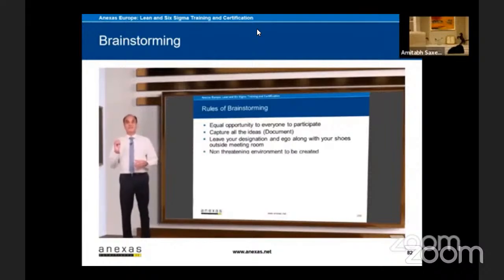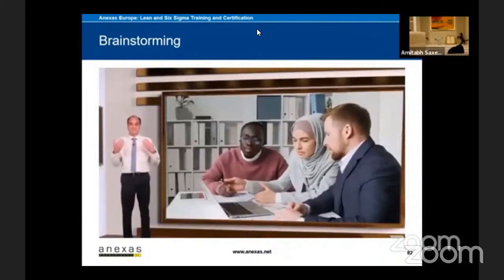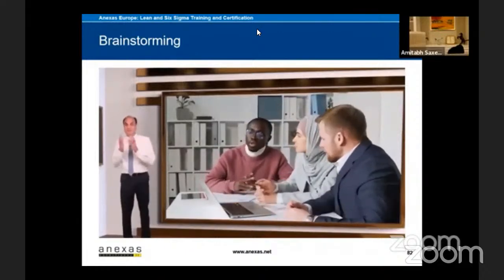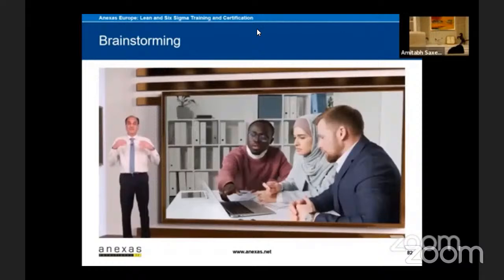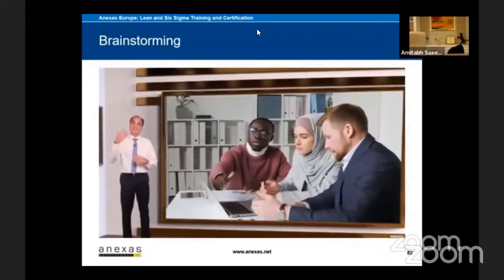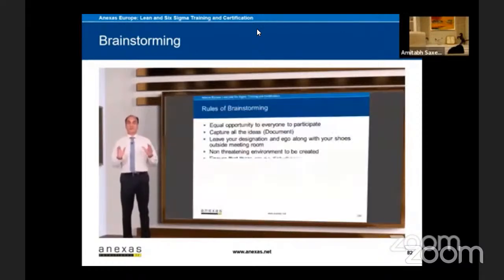There should be a non-threatening environment. When people are giving ideas, they should not be afraid of giving ideas. So you should create an environment where people should be encouraged to give the ideas. Also, we should ensure that wherever the brainstorming is taking place, there should not be any disturbance, so people are focused on brainstorming.